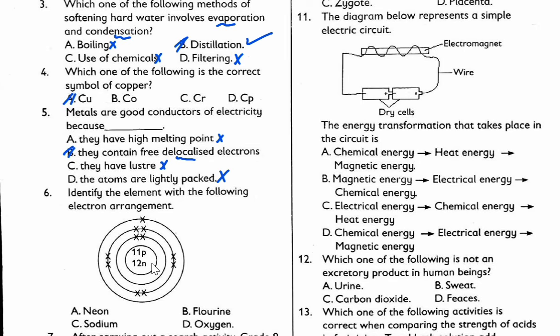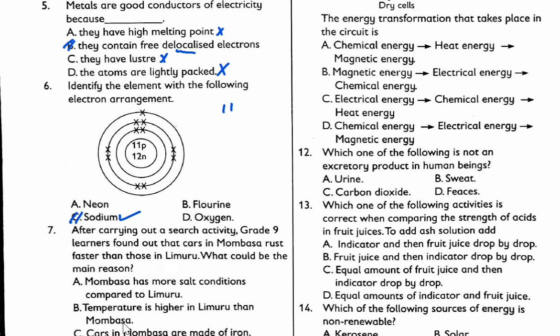stand for neutrons. And therefore, when you have 11 protons, this means that the atomic number of this element is 11. So in the periodic table, the element which is number 11, know that it is sodium. So sodium has 11 protons, and also sodium has 11 electrons. And therefore, for this diagram, this is for sodium. So the answer is C. We continue to question number 7.